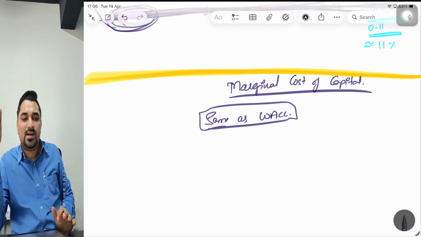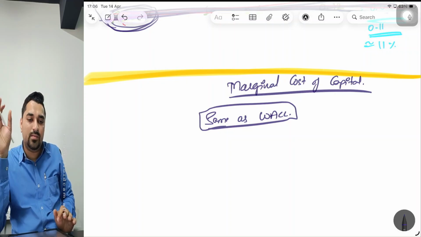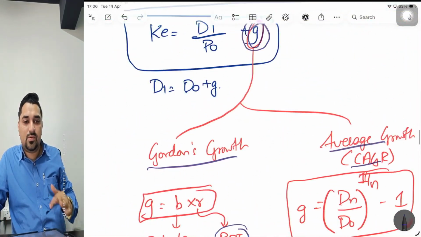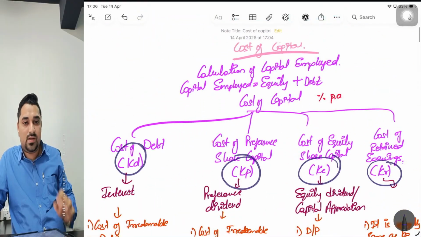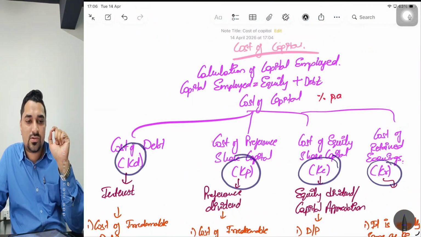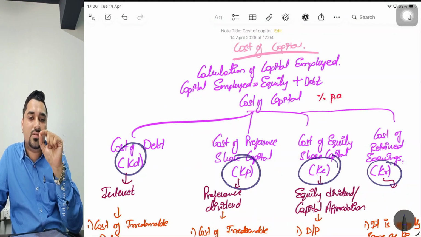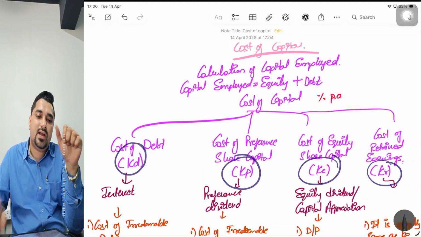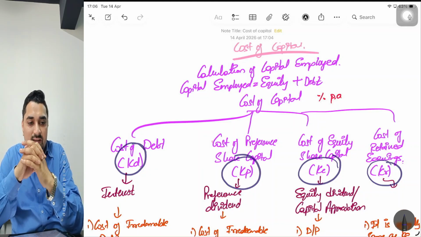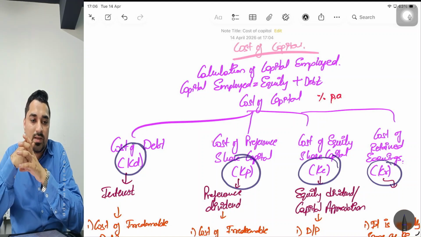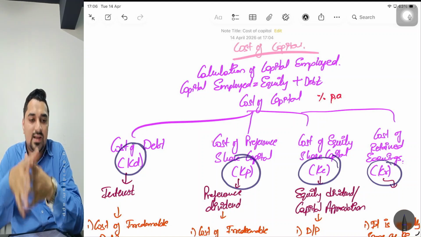So how do you calculate marginal cost of capital? It is the same approach as we discussed in WACC. So this is all about a very, very important chapter named cost of capital. If you don't revise cost of capital, the corresponding next chapter, that is capital structure, you'll not be able to do. So cost of capital and capital structure both are interrelated, interconnected. Only if you know cost of capital, you can do capital structure. So revise this immediately after watching this video.